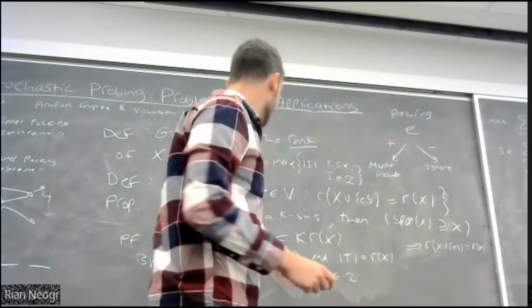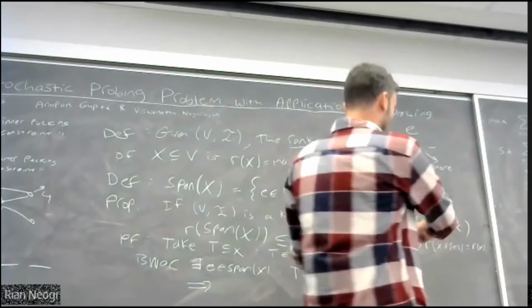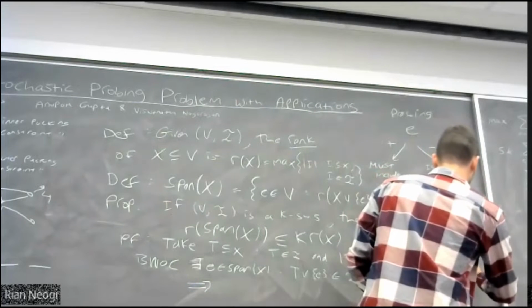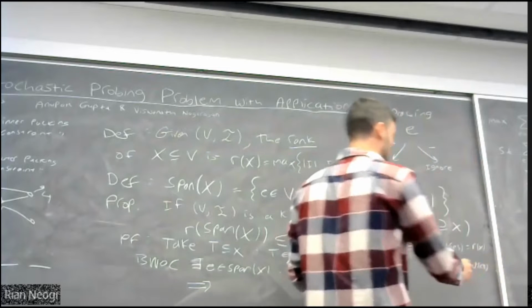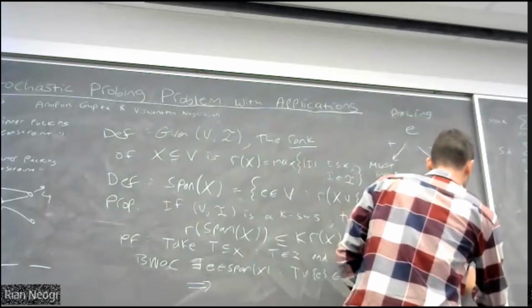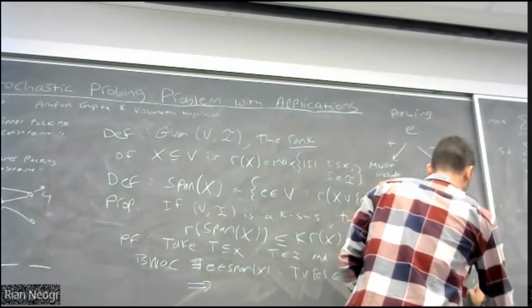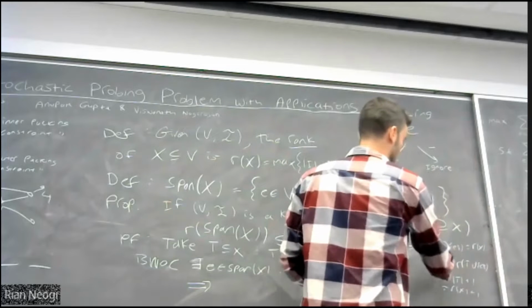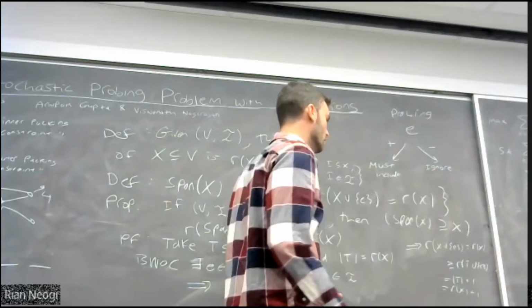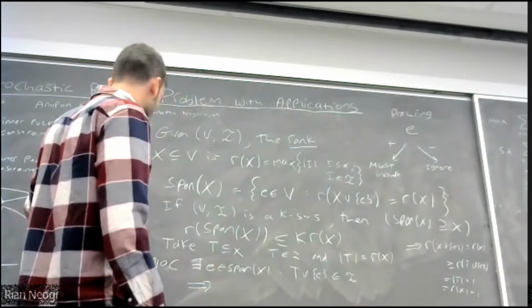But then T union E is a subset of X union E. So the rank of X union E has to be at least the rank of T union E. But we assumed this was independent, so this is just the size of T plus 1, which is the rank of X plus 1 by our choice of T. But now we get the contradiction that the rank of X is at least the rank of X plus 1. So T has to be maximal in the span.